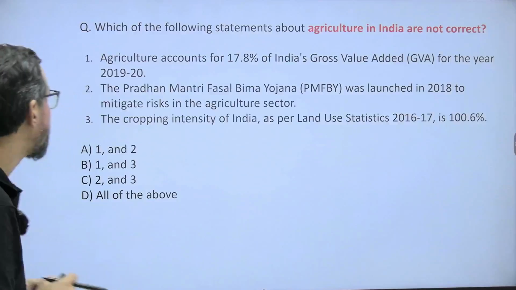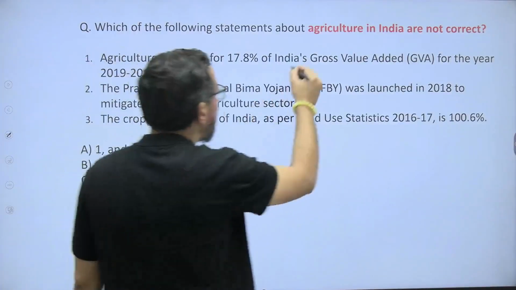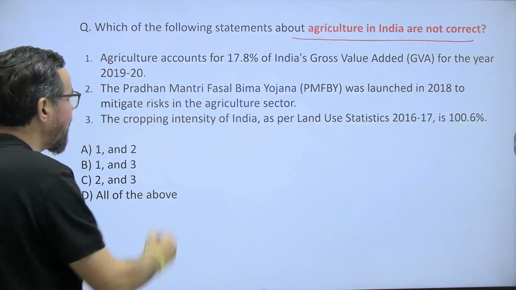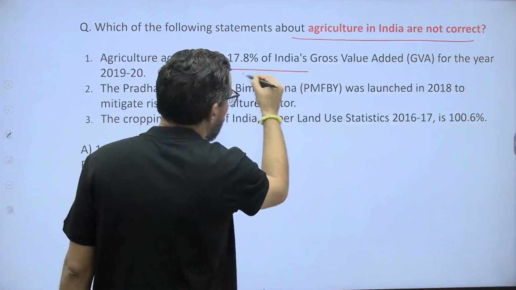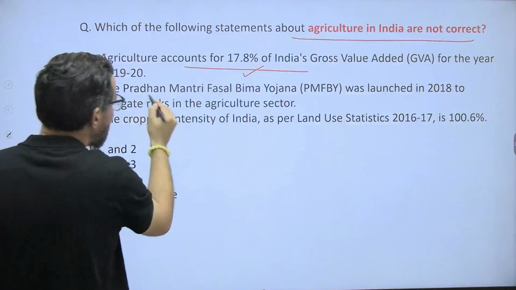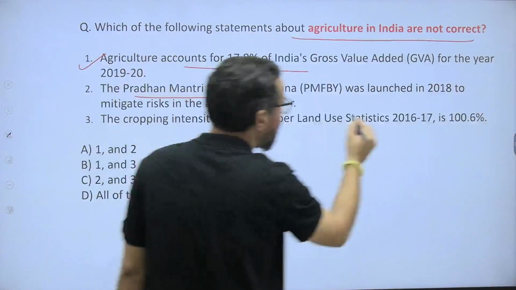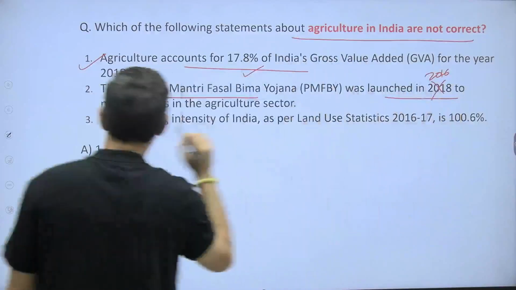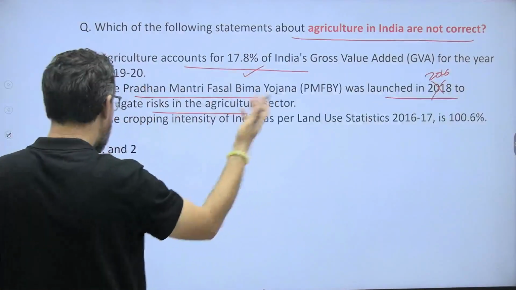That is outdated. Which of the following statements about agriculture in India are correct? Agriculture accounts for 17.8% of GVA for the year 2020. Pradhan Mantri Fasal Bima Yojana was launched in 2016. Okay, so this is wrong. It is an agriculture insurance to mitigate risk.